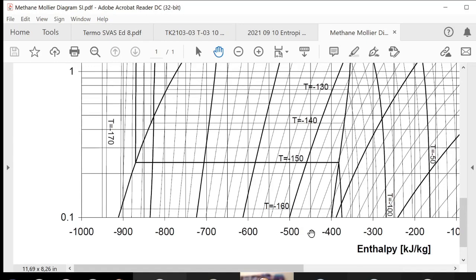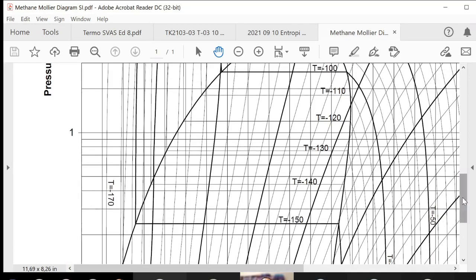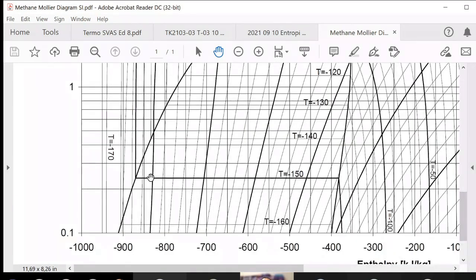Okay, now about the temperature. We have the horizontal line over here. It is written as T minus 150. The temperature of this line is minus 150 Celsius. How do I know it is Celsius? Because in the box over here, it says the temperature is in Celsius. It is not in Kelvin. This is what we call isotherm. This is at temperature minus 150 also. This up to this and then up to this.